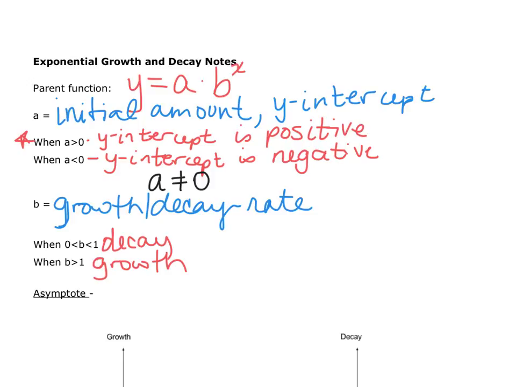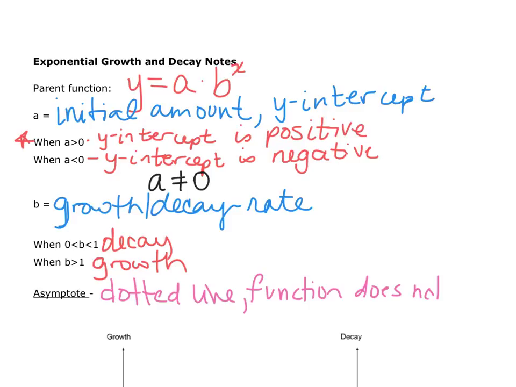All right. I have one more vocabulary word for us that we're going to use here in a second. Asymptote. We talked about that a little bit yesterday. What an asymptote is, when we graph it, it's a dotted line. And we know that the exponential function never crosses or touches it. So I'm just going to kind of abbreviate here. We're going to say a dotted line. Function does not cross it. And we're going to do an example of that in just a second.